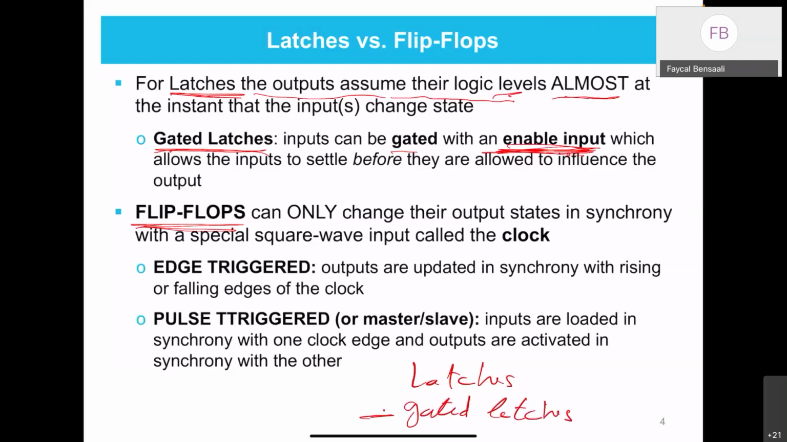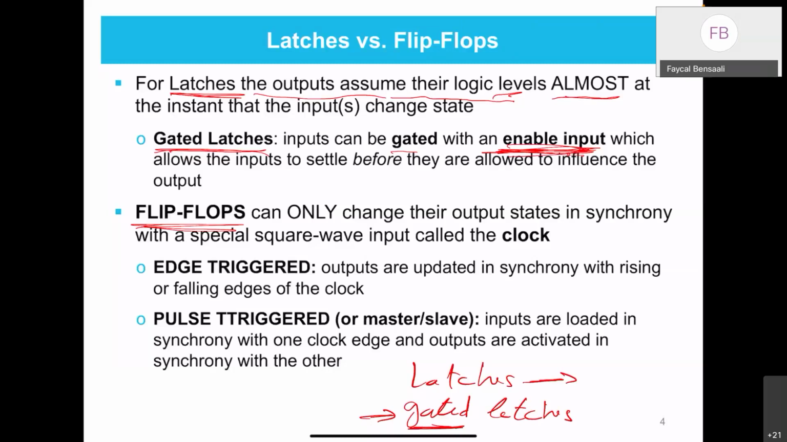So the gated latches have an extra input compared to the latches. We have one extra input, which is the enable input. This is why we call them gated latches. The output will depend on the input, which can be gated with an enable input. And this enable input is extra.